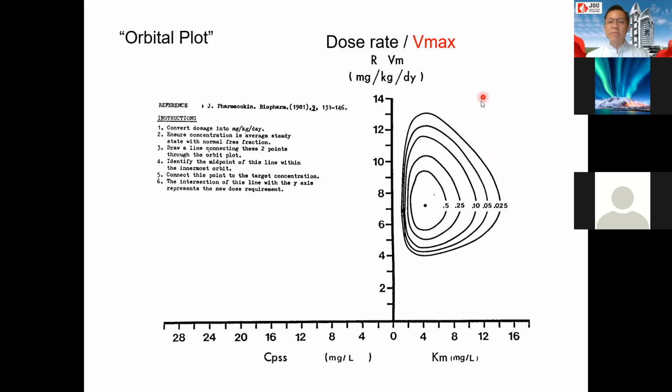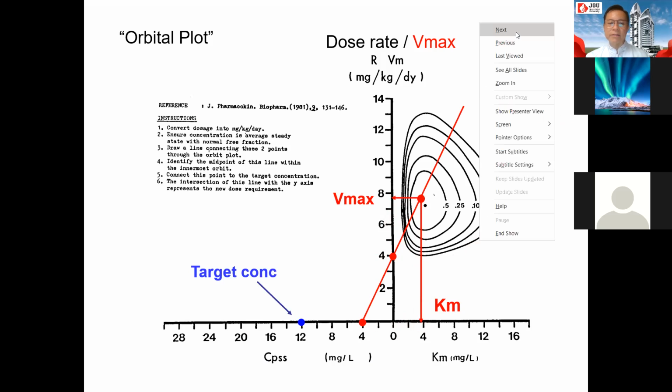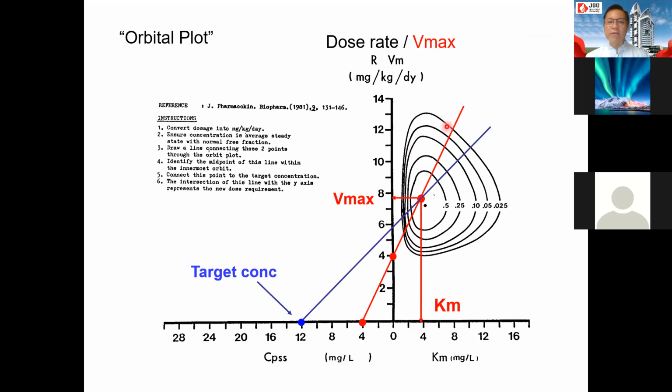So you can use the plot as well. This one you have to practice. If you just see it like this, it's a bit difficult, because you want to know the Vm and Km. Km is this one, and then the target concentration. You have done this in the undergraduate, right?